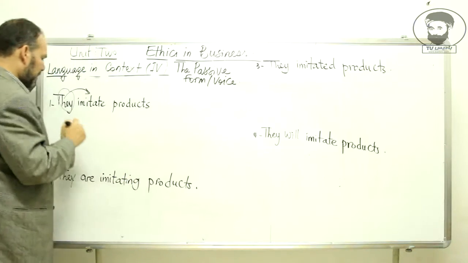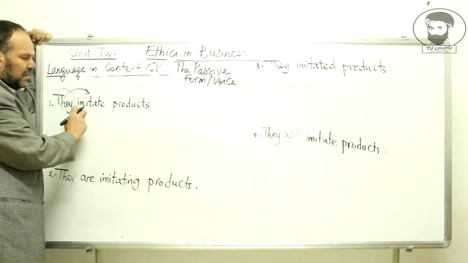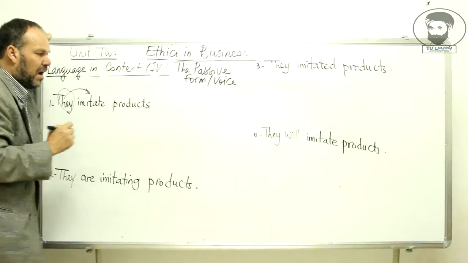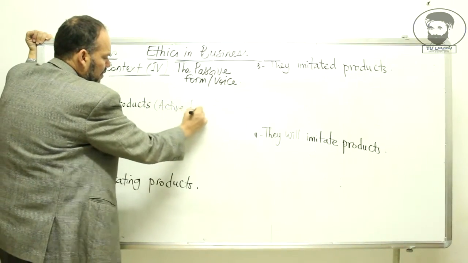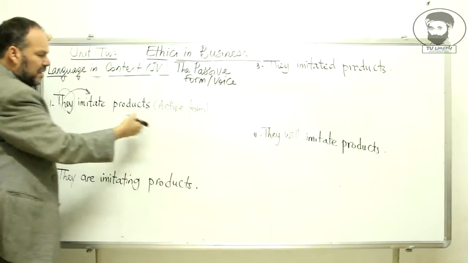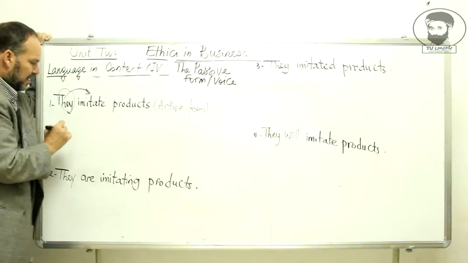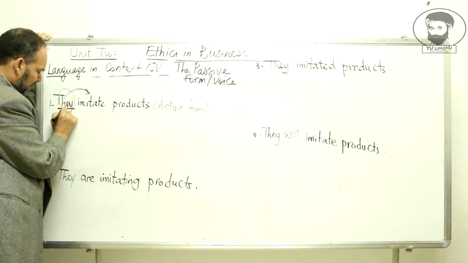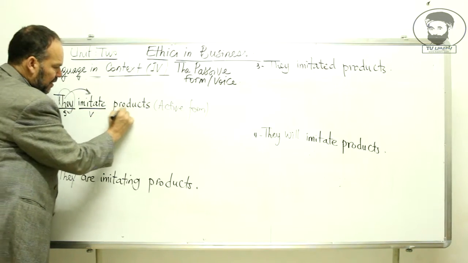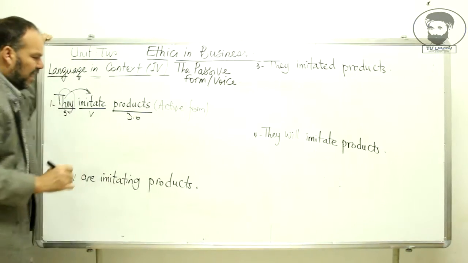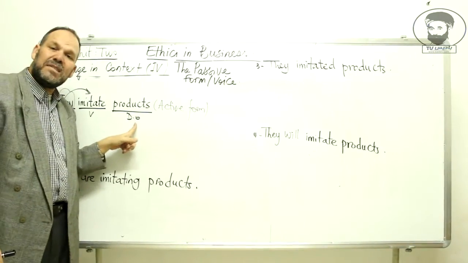Now, let's start. They imitate products. It's a sentence in the active. This is an active form. An active form, why? Because it is stressing the subject. Now, look, here we've got the subject, which is the doer, here the verb, and here the direct object. I say direct object, I don't say complement.